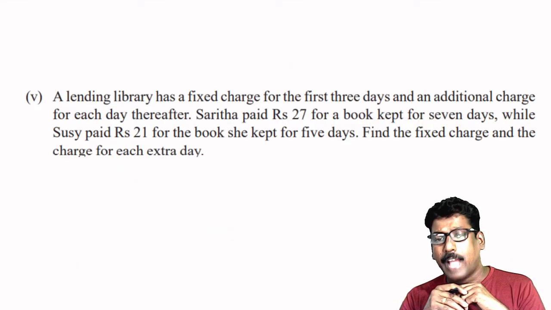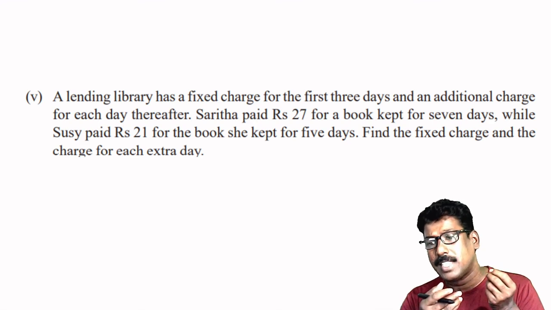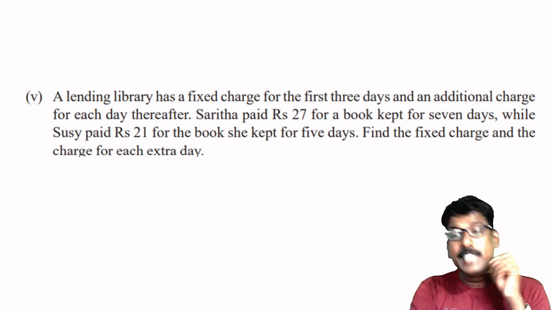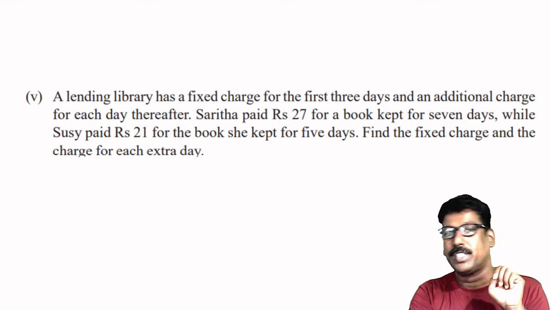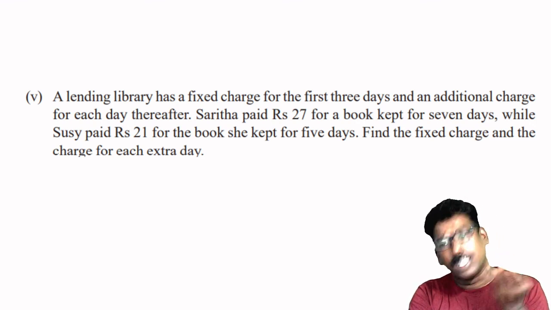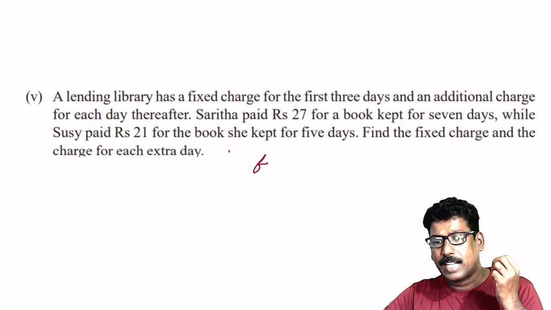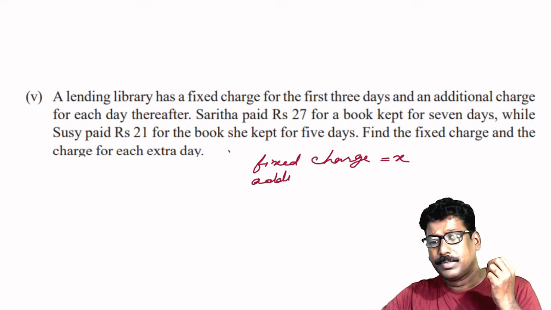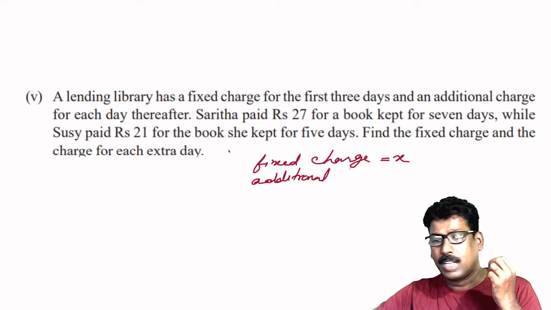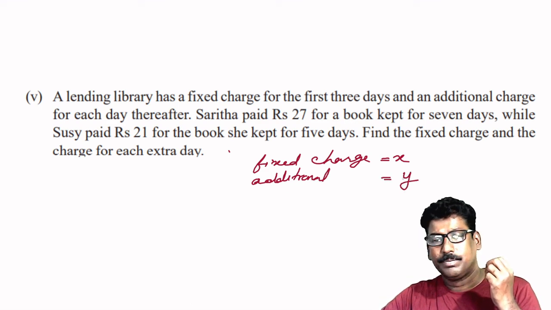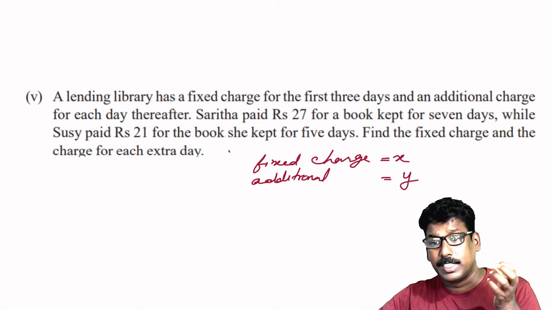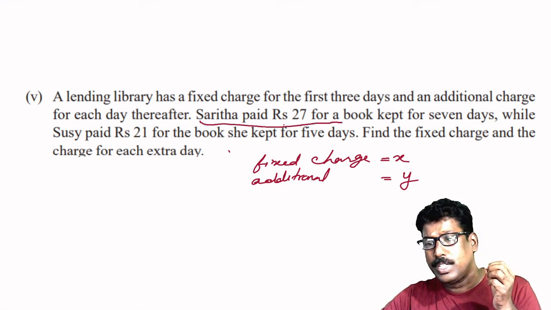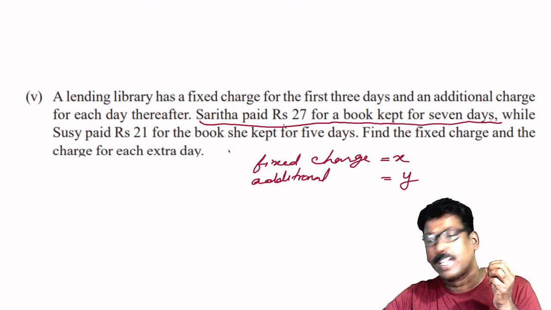A London library has a fixed charge for the first 3 days and an additional charge for each day thereafter. For 3 days it is fixed, and an additional charge thereafter. Let the fixed charge be x, and the additional charge for each day be y. Now, according to the first condition, Sarida paid 27 rupees for a book kept for 7 days.